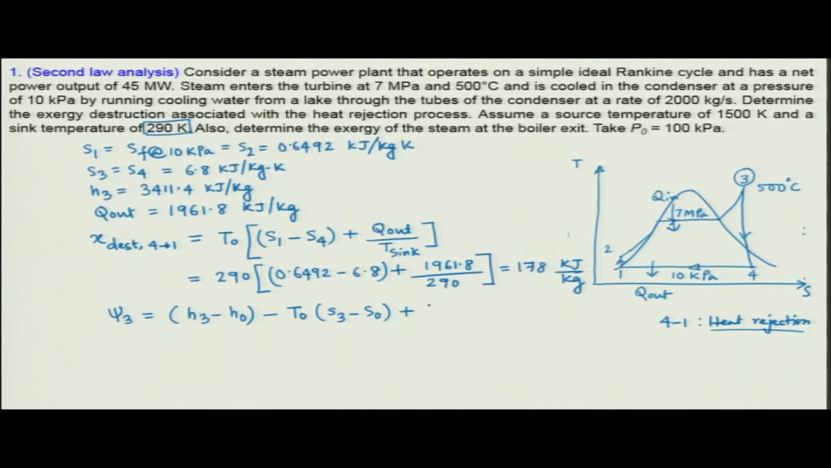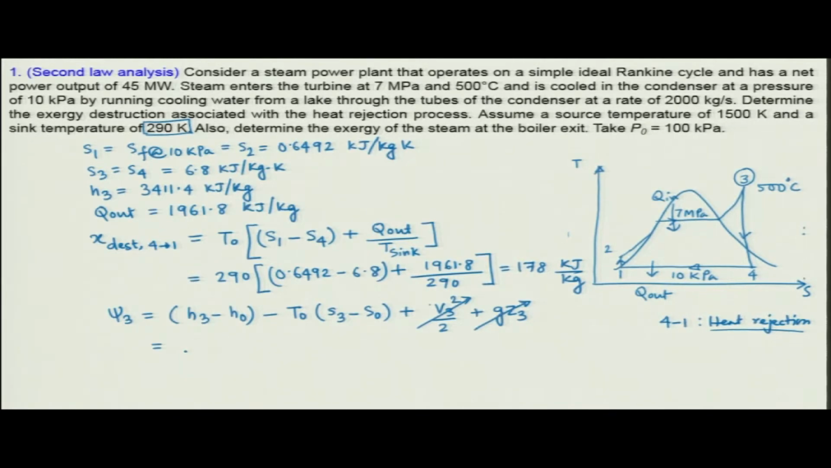Another contribution will come from the change in the kinetic energy and the change in the potential energy, let us say V3 square by 2 plus g Z3. So, neglecting the change in kinetic and potential energy, you can simply write it as H3 minus H naught minus T naught times S3 minus S naught.